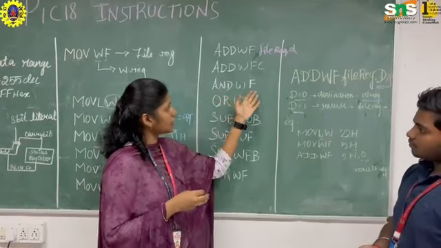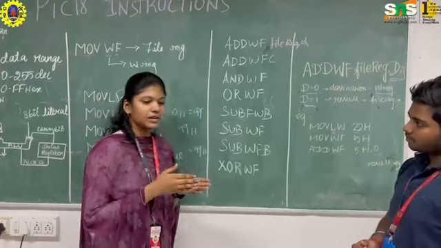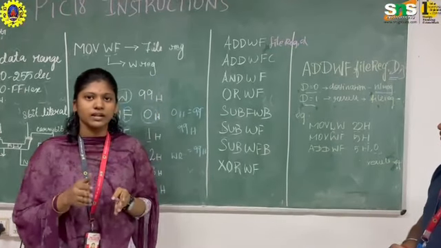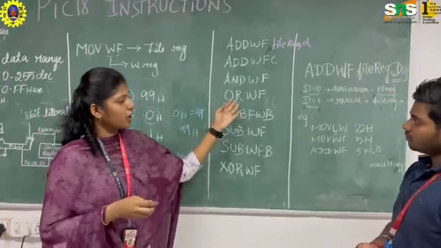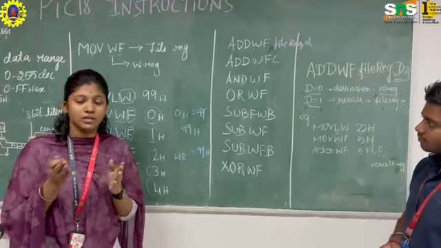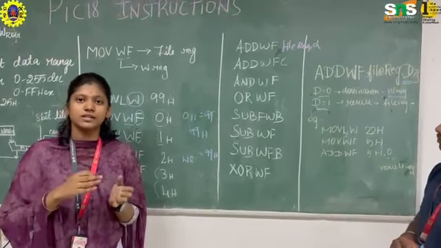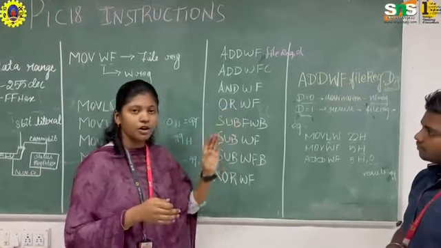Next ANDWF. It is a logical instruction. So if W is equal to 1 and F is equal to 1, the result is equal to 1. If the two values, the W register and the file register, are dissimilar, it can also give the result for the XOR instruction.